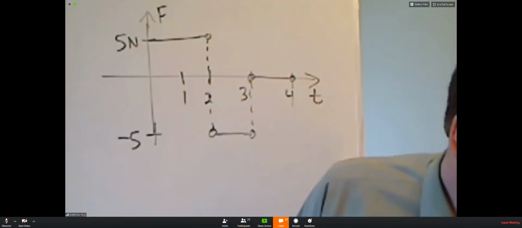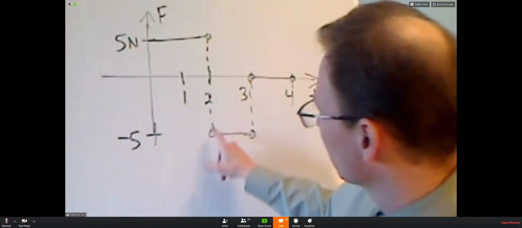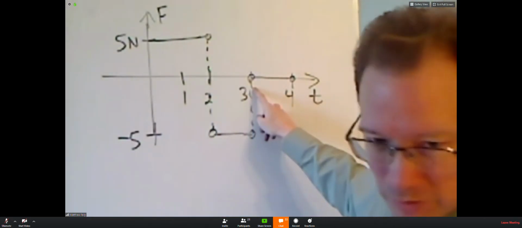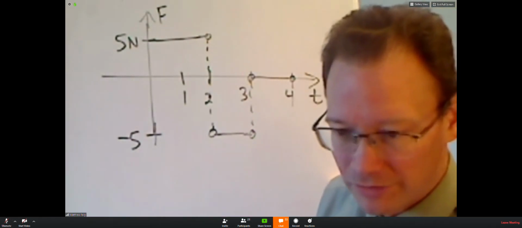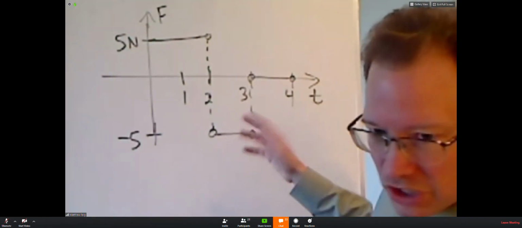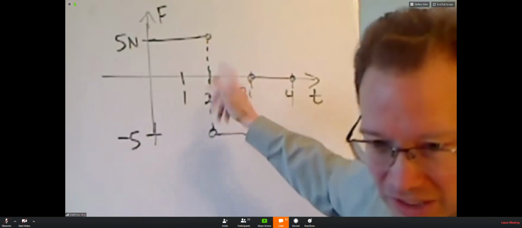So if you're graphing force versus position, all you have to do is figure out what is the position of the object at 2 seconds, what is the position of the object at 3 seconds, and what is the position of the object at 4 seconds. If you know those values, I think you can adjust this. You'll just replace t with x, and instead of 2 seconds, you get a position.